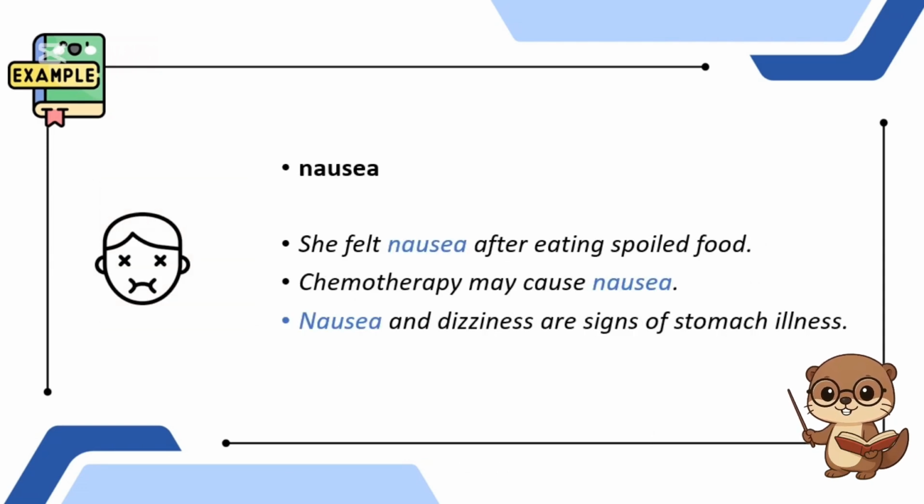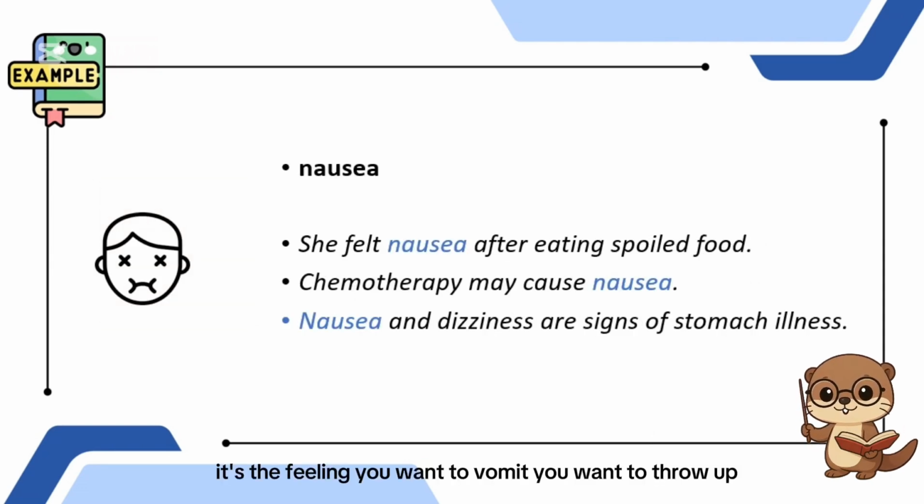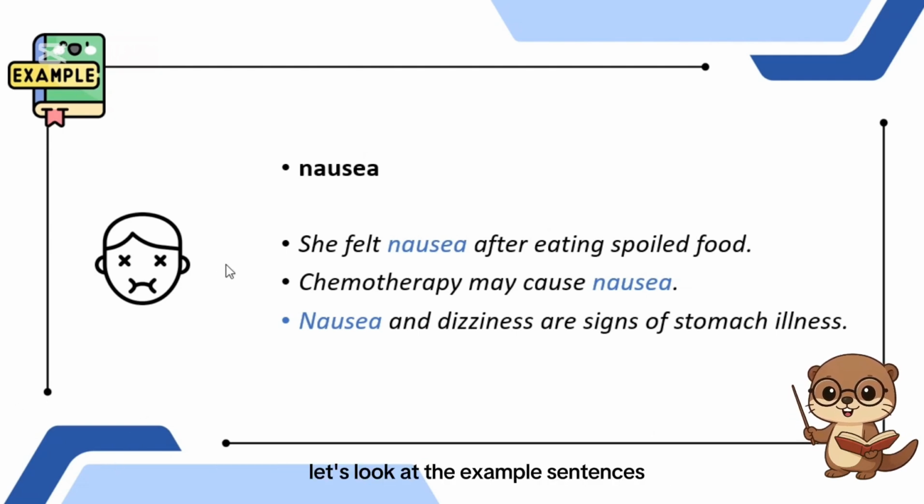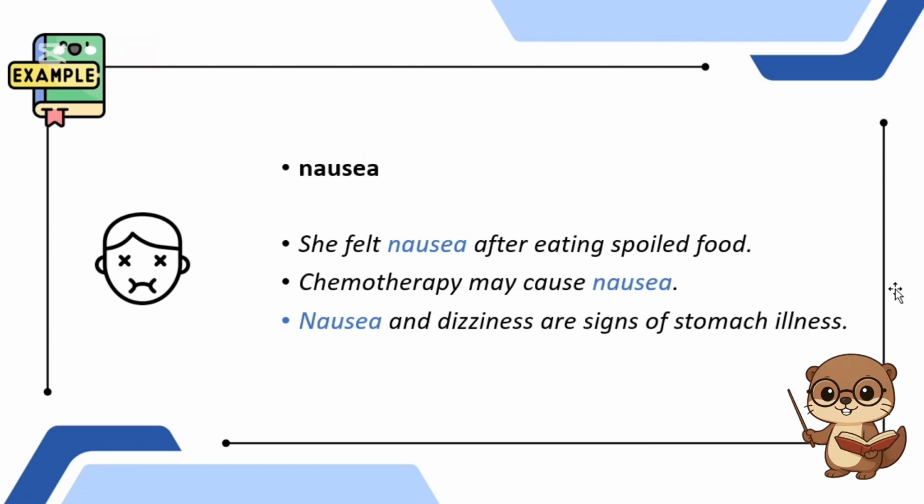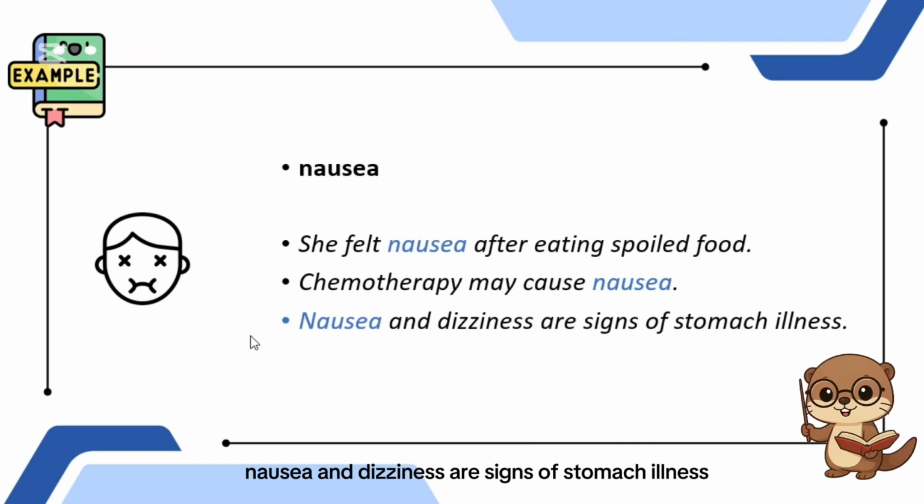Next, nausea. It's the feeling you want to vomit, you want to throw up. Let's look at the example sentences. She felt nausea after eating spoiled food. Spoiled food means the food that has gotten bad. Next, chemotherapy may cause nausea. Nausea and dizziness are signs of stomach illness.